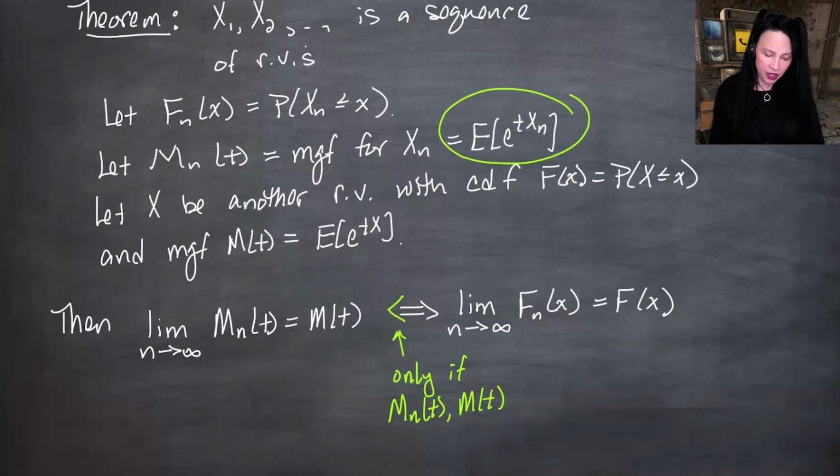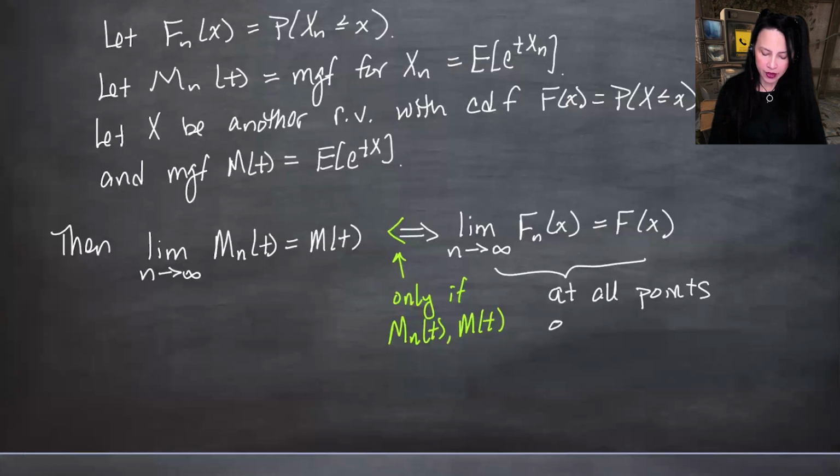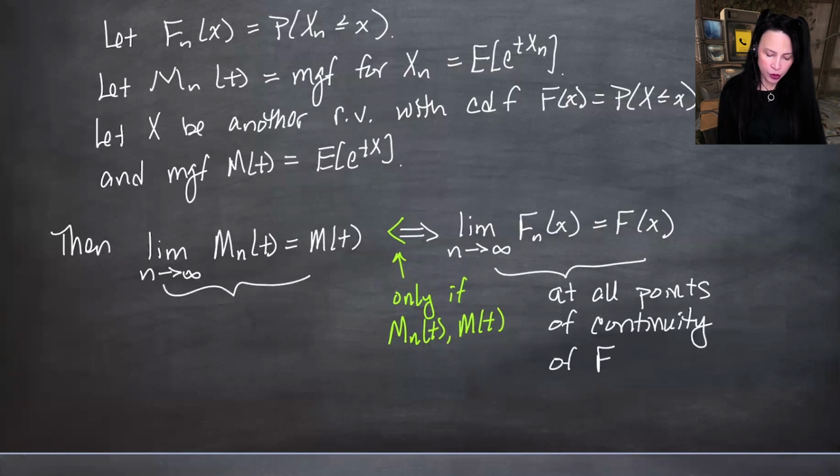And just to finish it off, a technical thing here is over here on the right side, this has to hold at all points of continuity of the capital F. That's just part of our convergence in distribution. And this limit over here needs to hold for all t in some neighborhood of 0, meaning you have to be able to go a little bit on both sides.